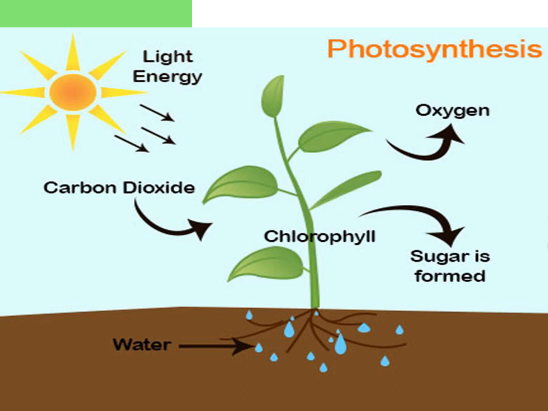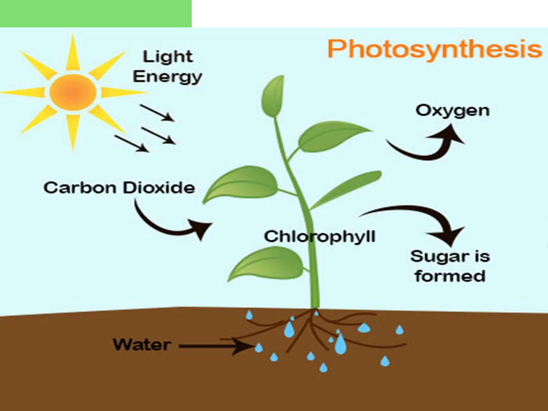I will repeat the process. See the diagram again. You can see a green plant. Green plant has chlorophyll in the leaves. Now, green plant is absorbing light energy from the sun, carbon dioxide from the air, and water from the soil. Water is reaching to the leaf through the roots, and then through the stem it is traveling and reaching to the leaves. Now in the leaves all the raw materials mix together to form food, which is sugar.